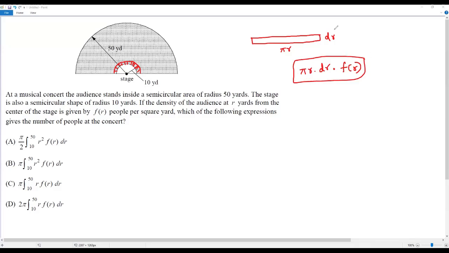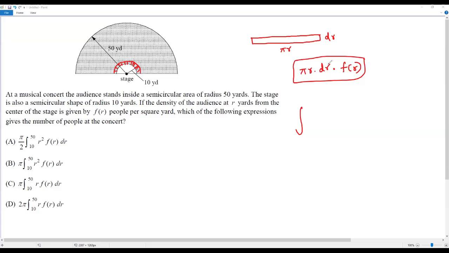So in this way, we'll be having an infinite number of strips, and from each strip we'll be getting some number of people. Now we have to add the number of people from all the strips to get the total number of people in the shaded region. Is it possible to add the number of people from all the infinite number of strips manually? No, it's not possible. For that, we have to use the technique of integration. Integration is the process that combines, that is adds, the number of people from all the strips.